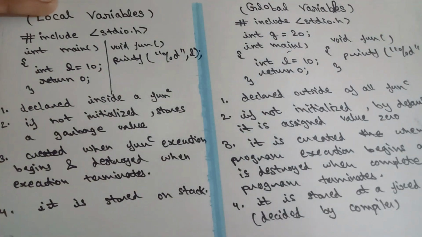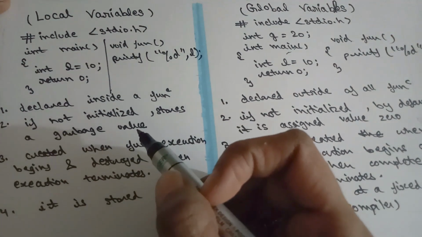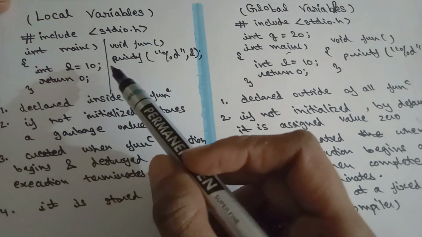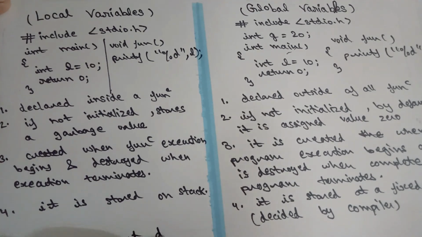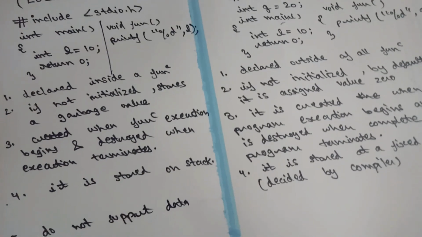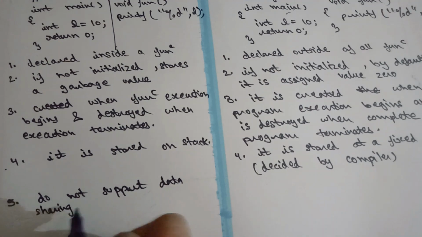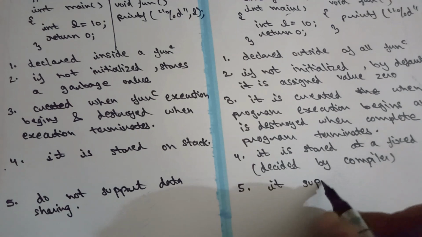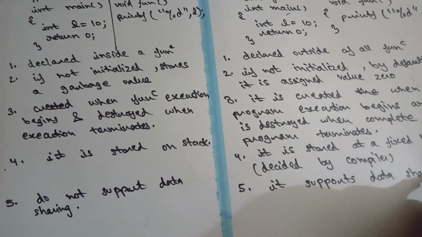Alright. So this could be one disadvantage for the local variable, that it does not support data sharing. Data sharing means that it cannot be accessed by all the functions of the program. Right? Do not support data sharing, whereas for global variable it supports data sharing. Alright.